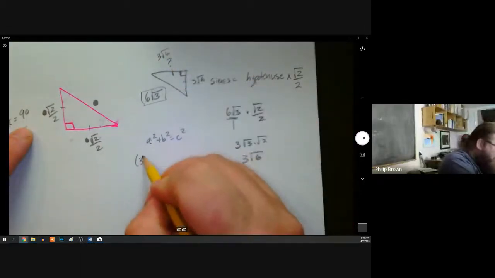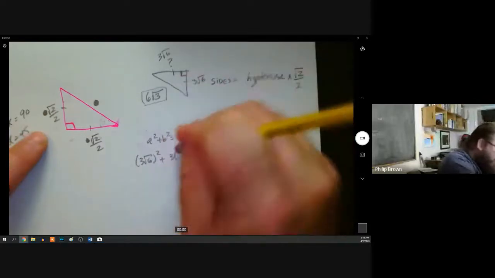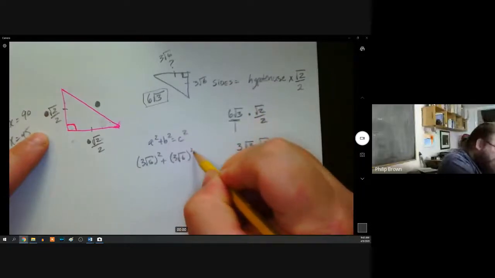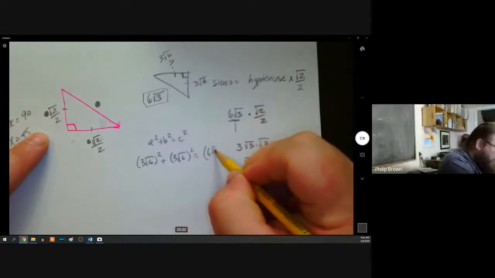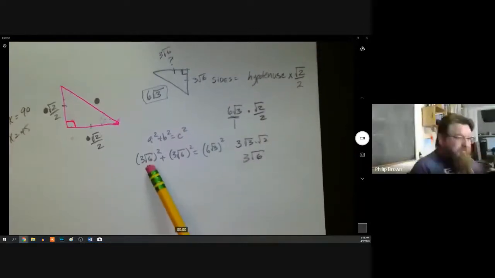So 3 root 6 squared plus 3 root 6 squared equals 6 root 3 squared. Let's see if that's true. So be thinking, what's this? When I square 3 root 6, what do you get? Think about it for a second.